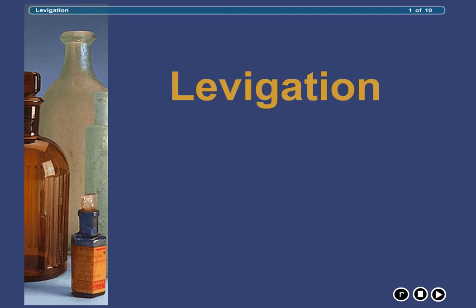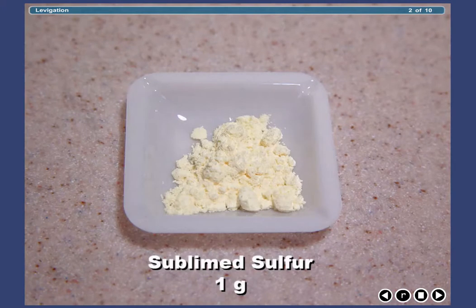The following slides will visually illustrate the levigation of sulfur utilizing the spatulation technique and using mineral oil as the levigating agent. The first step in the process is to weigh the required amount of the solid ingredient which you wish to levigate. In this illustration, we have selected to use 1 gram of sublimed sulfur.